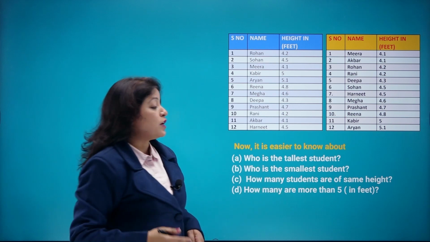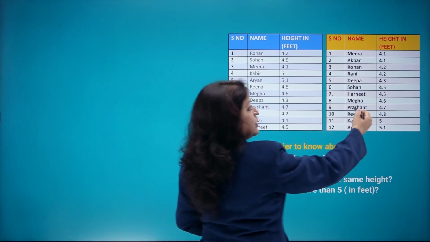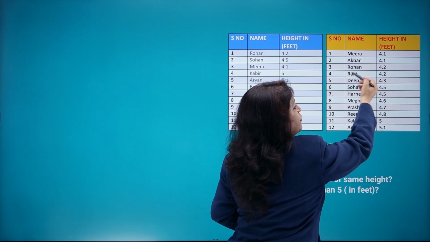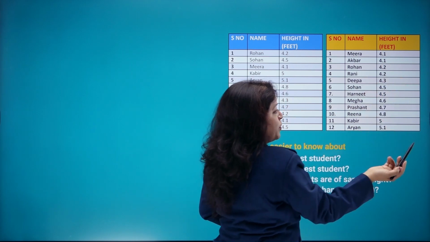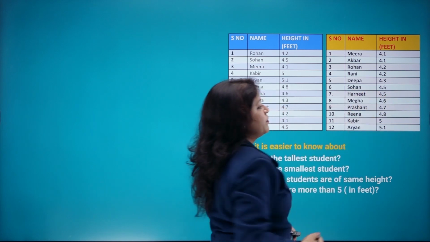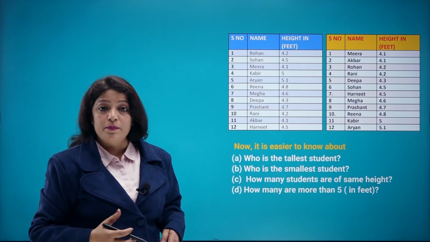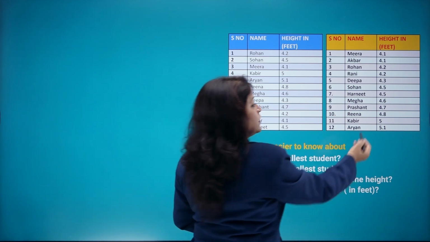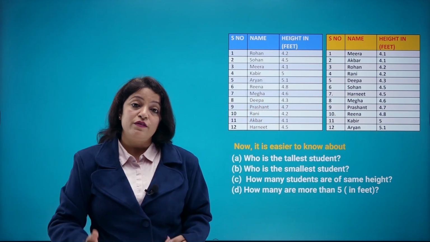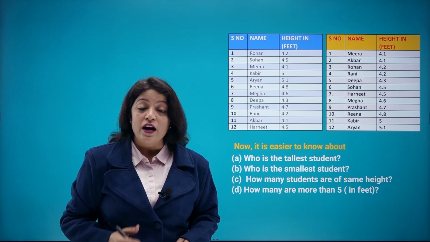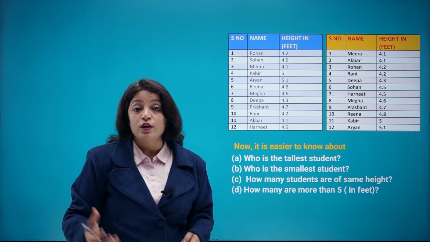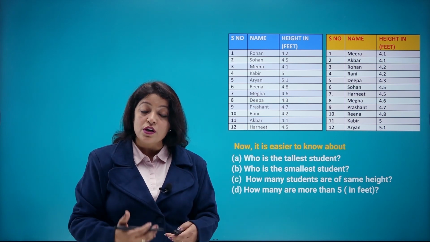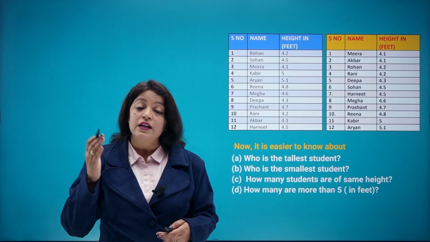Similarly, how many students are of the same height? Just check: 2 students are 4.1 feet, 2 students are 4.2 feet, 1 student is 4.3, and 2 students are 4.5. You can easily compare them, right? And how many are more than 5 feet? You can see just 1 student is more than 5 feet. So it is far better. Isn't it easy for us to draw various conclusions from this data? We can easily draw various conclusions after organizing certain data.